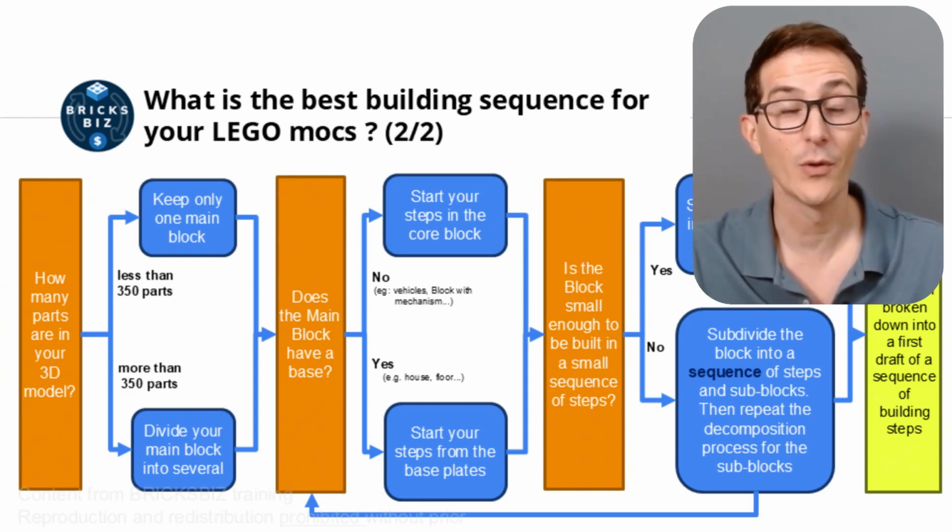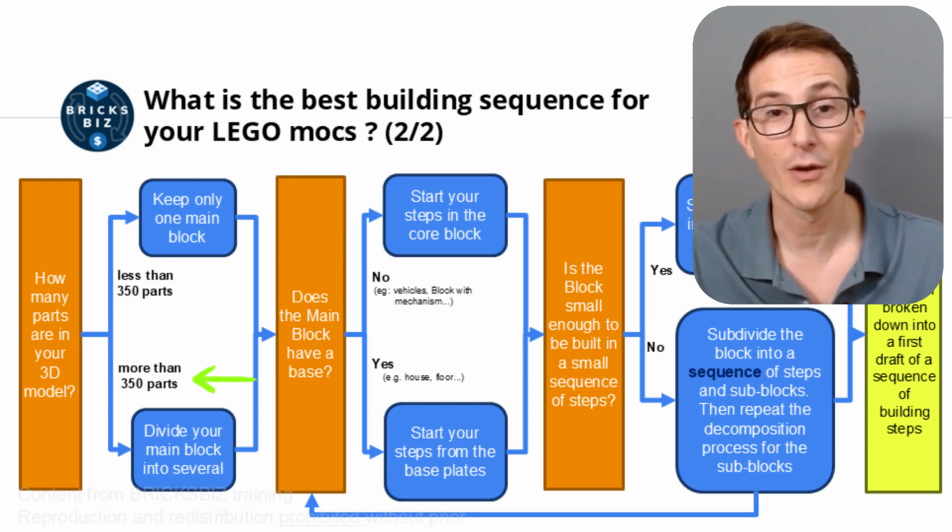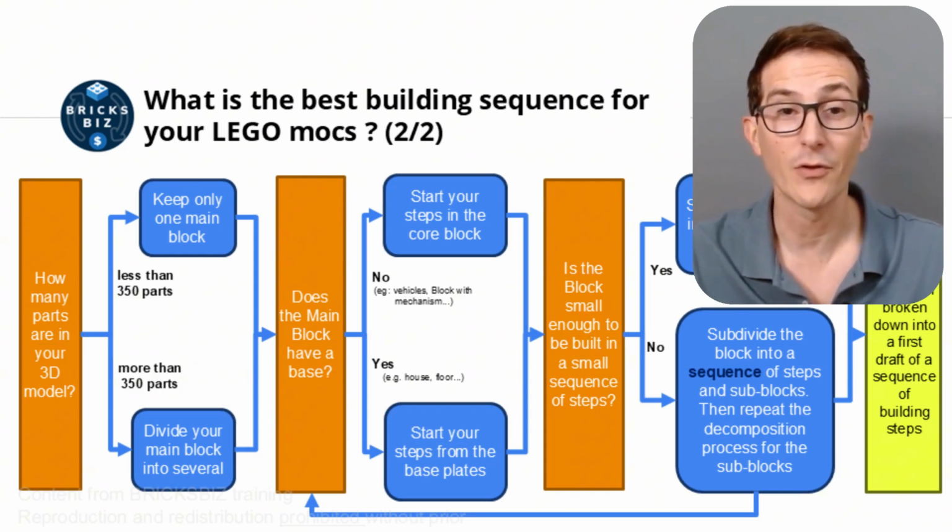This is what we saw earlier in this video with the LEGO car, for example. On the contrary, if your model has more than 350 parts, I would advise you to divide your main block into several blocks, as we saw with the LEGO house. The second question to ask yourself is, does the main block rest on a base?